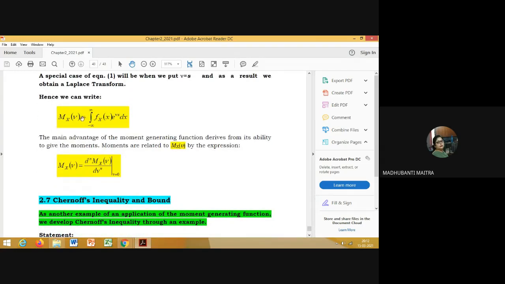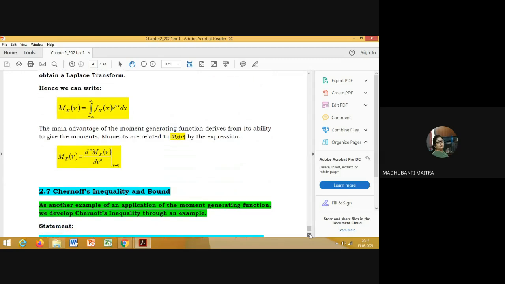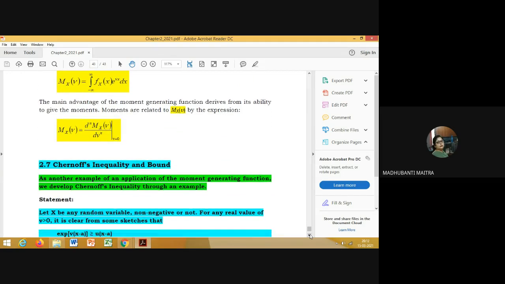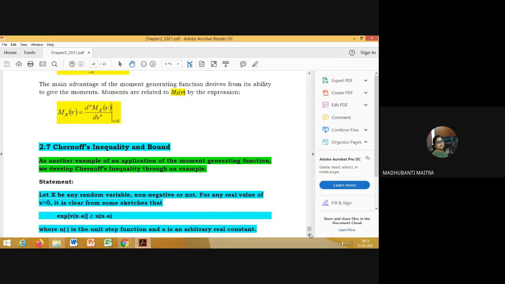So we can generalize that. We can generalize the expression for the moment generating function to be like this, and we obtain the nth order moments by taking nth order derivatives of this moment generating function. Now, Chernoff's inequality and bound is associated with this moment generating function.